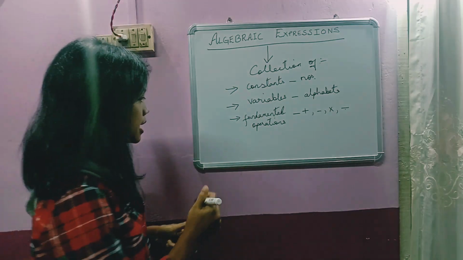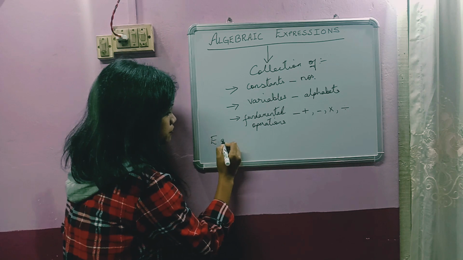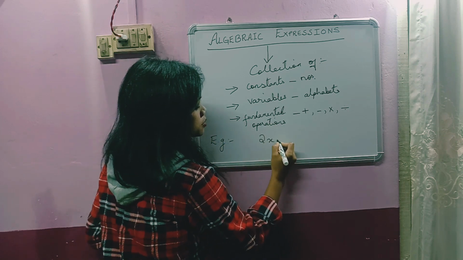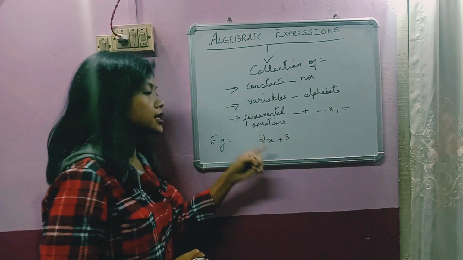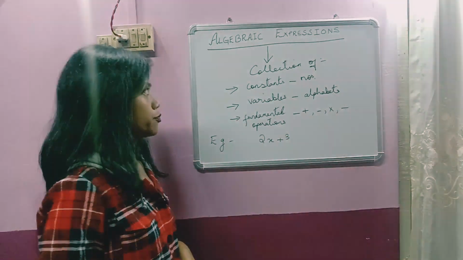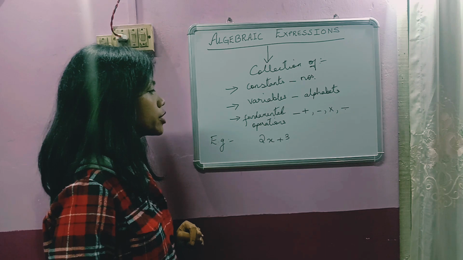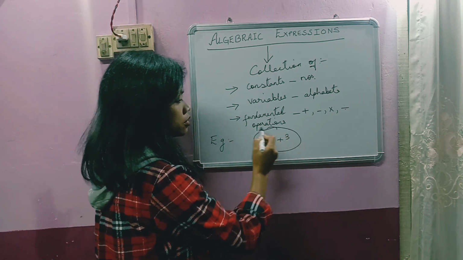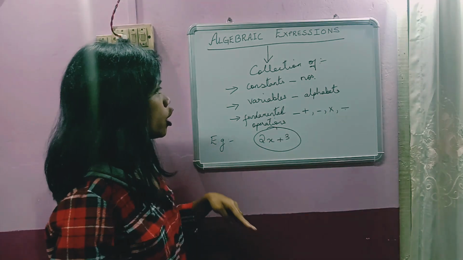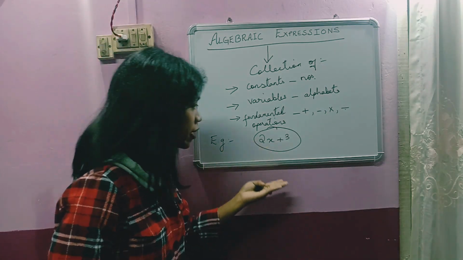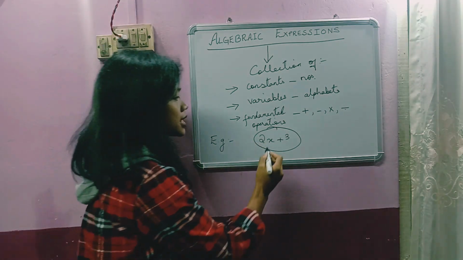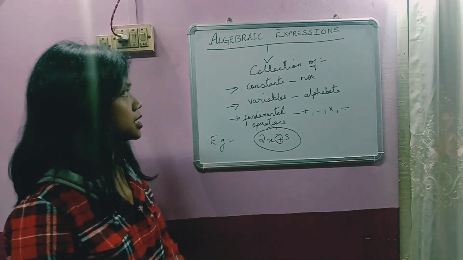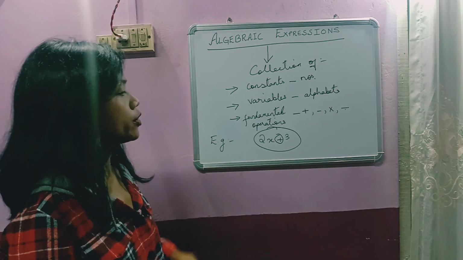Let me give you one example. For example, if I give you 2x plus 3, this is an algebraic expression. Why is it an algebraic expression? Here you can see that there is a collection of constants and variables, and also the sign plus, which is the fundamental operator. So this is an algebraic expression.